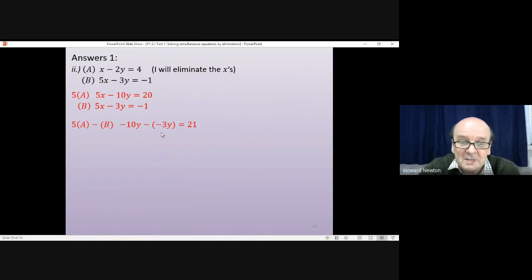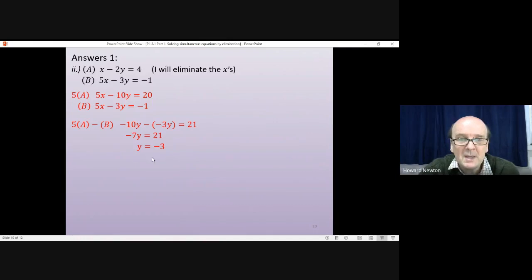Now, sorting out these y's, I've got minus 10y. These two minuses will become a plus. Minus 10y plus 3y gives me minus 7y equals 21. And then I'll divide by the minus 7. 21 divided by minus 7 gives me minus 3 for y.